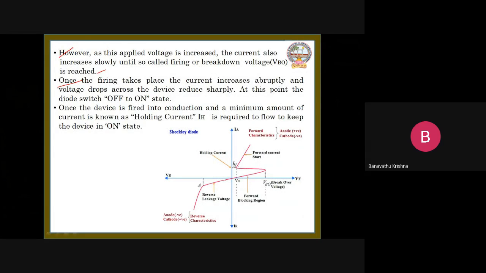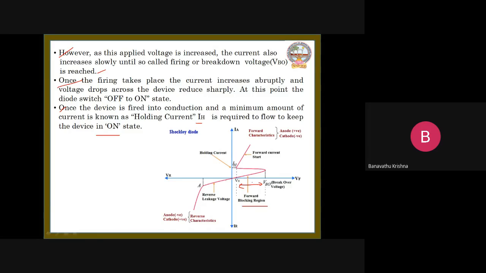Now let us see the graph. Up to this region the diode is off, and we also call it the forward blocking region. Next, once the device is fired into conduction, a minimum amount of current, known as the holding current, IH, is required to flow to keep the device in the on state. So let us see this here.